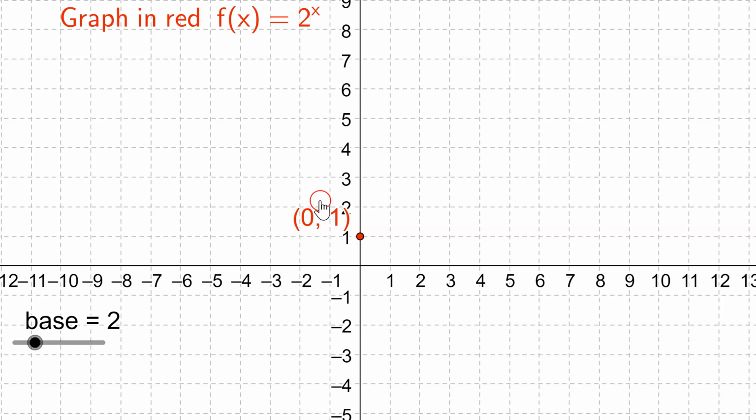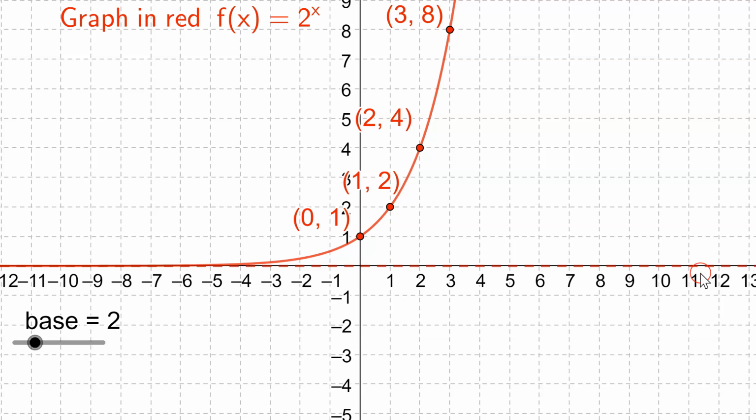Here's my first point. When x is 0, 2 to the 0 is 1. The next point, when x is 1, 2 to the first power is 2. Next point, when x is 2, 2 squared is 4. The next point, when x is 3, 2 cubed is 8. And when I graph the function, I get my increasing parent graph, and I also, don't forget, get the horizontal asymptote of y = 0.